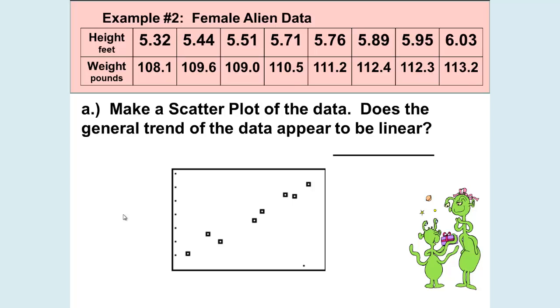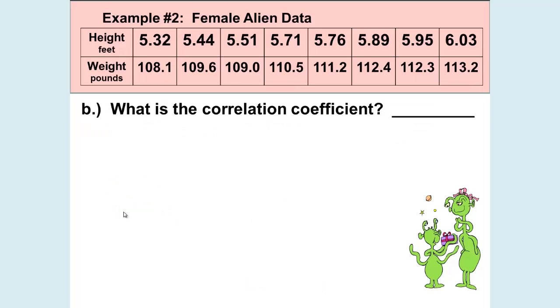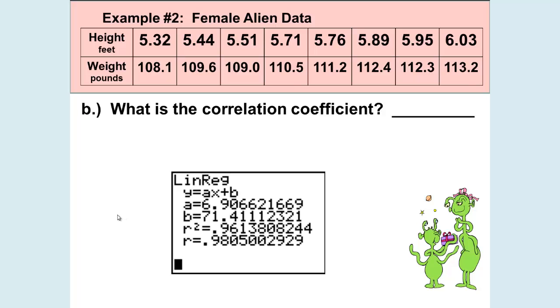And does the general trend of this data appear to be linear? With the height in feet and the weight in pounds indicated on our axis, yes, it does appear to be linear. The B part, what is the correlation coefficient? Well, going through your steps on the calculator, you should get this screenshot here as your correlation coefficient and your linear regression equation information. And what is the correlation coefficient? It is R, and R is 0.9805.